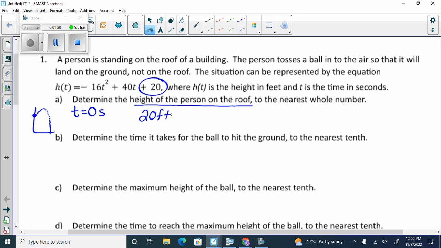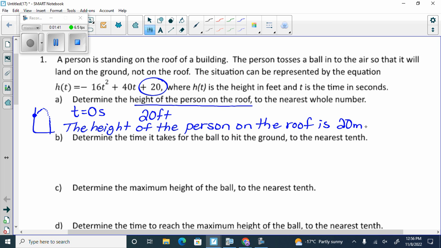And then it says, determine the height of the person on the roof to the nearest whole number. The height of the person on the roof is 20 meters. Not meters. Feet. I don't know why I just put meters.